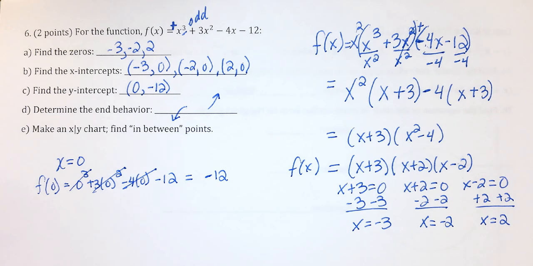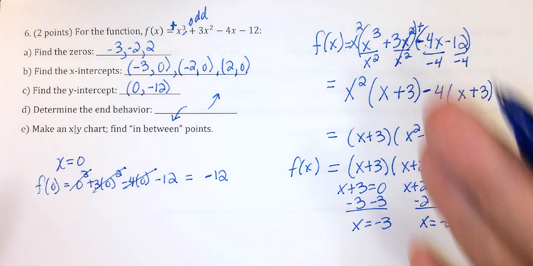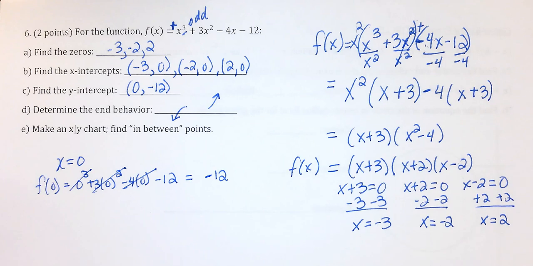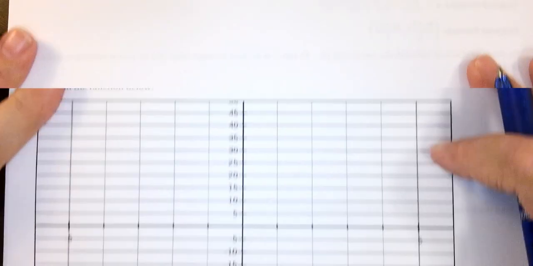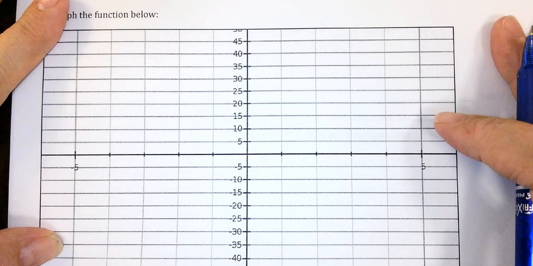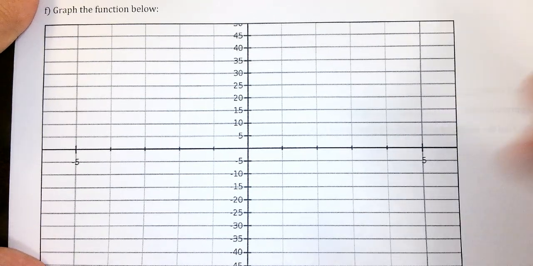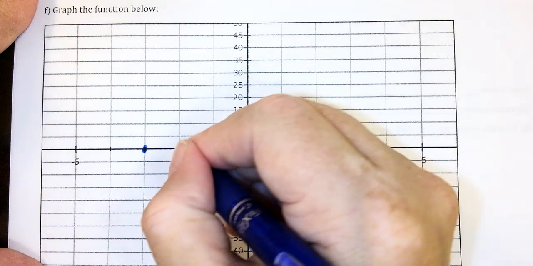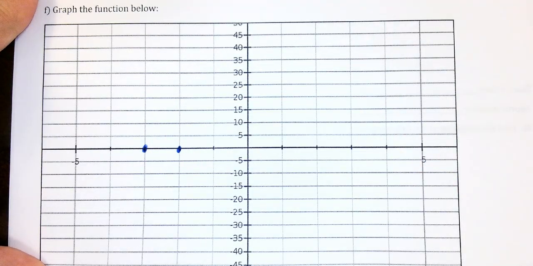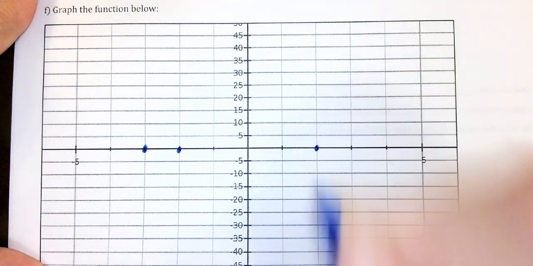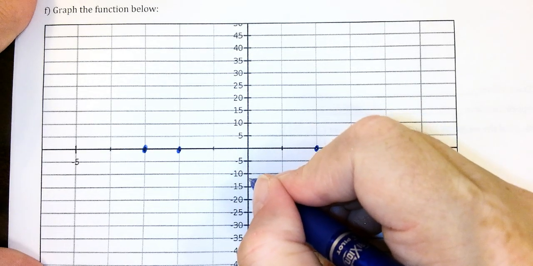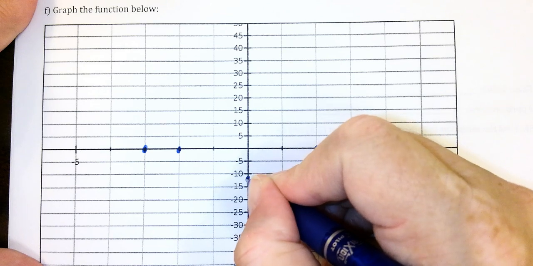Okay, so what I want to do first before I determine some in-between points is I want to graph these. So I've got these 4 points and I know the end behavior at this point. I know you're not going to be able to see this, but you'll be able to see the graph. So let's graph these points. I had negative 3, 0. I had negative 2, 0. And I had 2, 0. Then I also had the y-intercept negative 12. Now I realize this is not on the graph, but we're going to just estimate. It's around there.